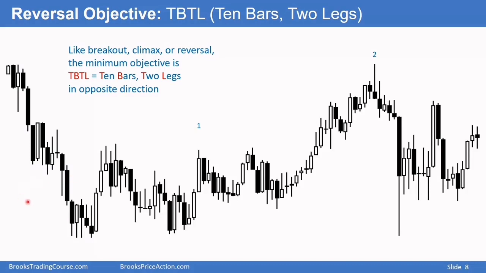For example, here, we got a higher low major trend reversal, minimum objective, 2 legs up, 1, pullback 2, and 10 bars. So this obviously is much more than that. You can also say it's more than 2 legs, 1, 2, 3, 4, 5, depending on what you want to call a leg. Higher low major trend reversal, a bull bar, slight micro double bottom, second entry, reasonable buy, stop goes below the bottom of the higher low. Do not get stopped out here, and the swing continued up.